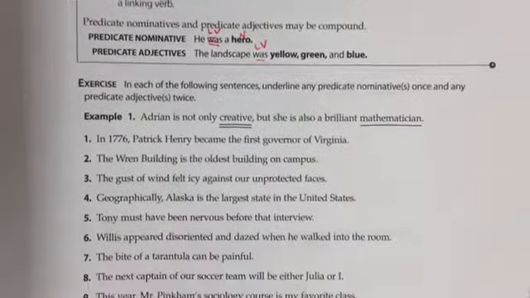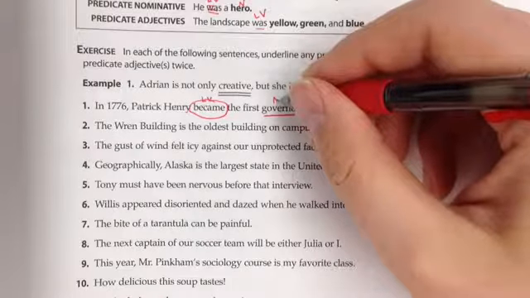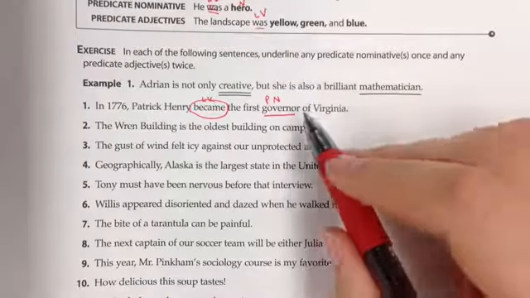So number one, in 1776, Patrick Henry became the first governor of Virginia. Became is our linking verb. I can replace it with equaled. Patrick Henry equaled the first governor of Virginia. And here is our noun. This is our predicate nominative. It's a PN because governor is a noun.